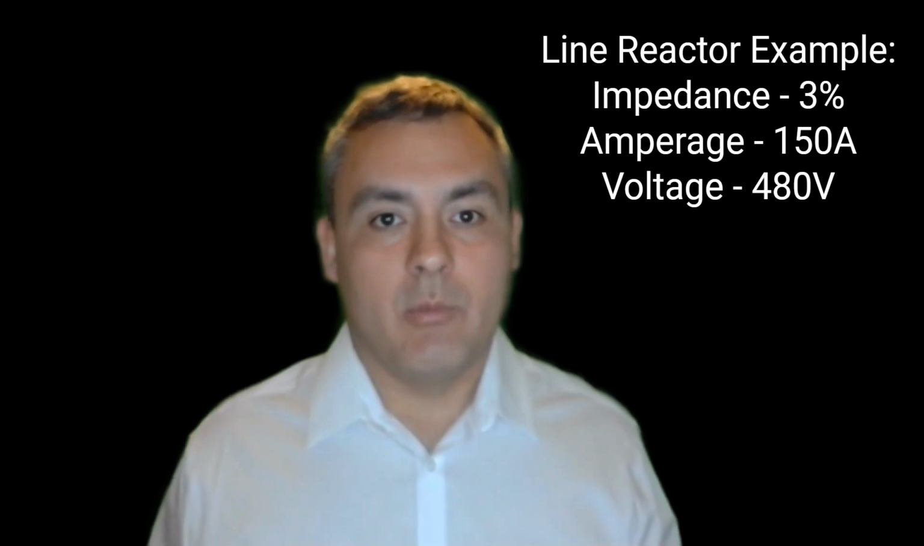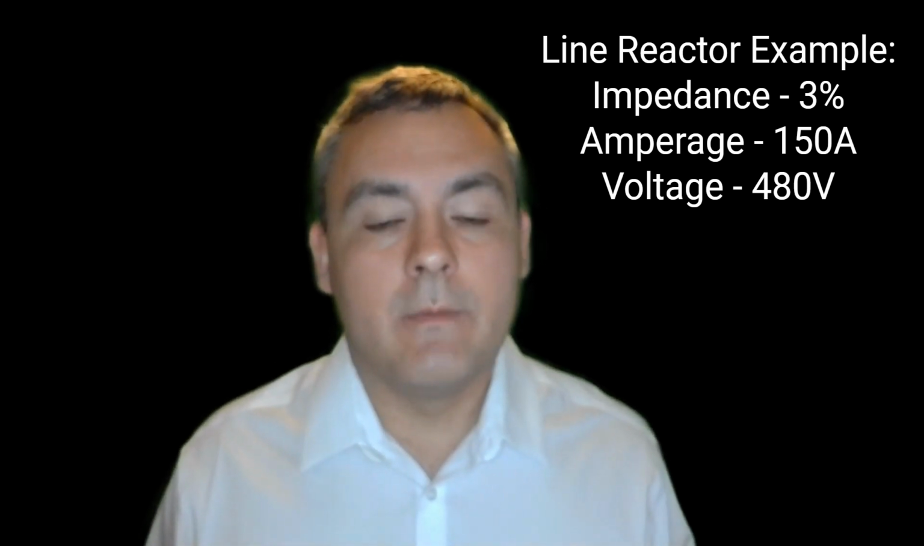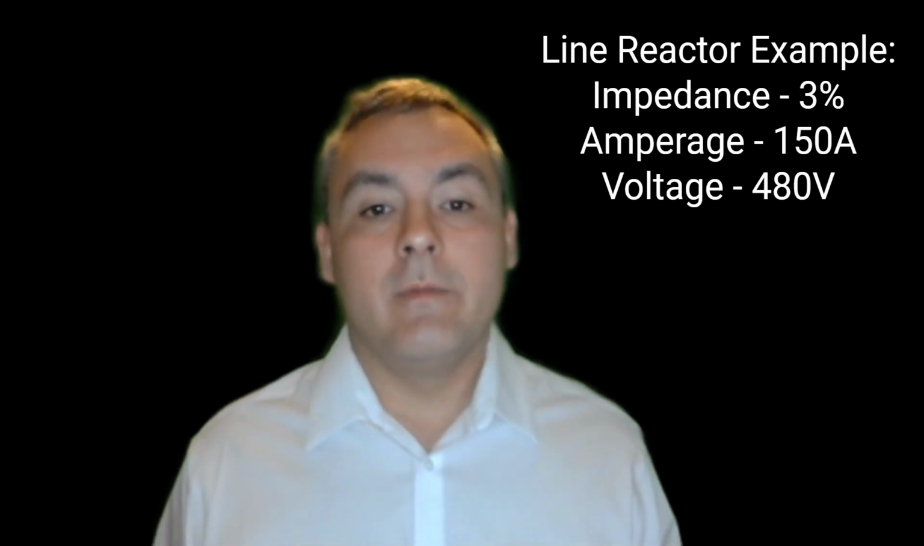Let's start with an example. Suppose we have a line reactor with 3% impedance rated for 150 amps and 480 volts AC. What does the 3% impedance mean? 3% of what? Practically, it means the line-to-line voltage drop across the reactor is 3%. So for 480 volts AC, the voltage drop is 0.03 times 480, which is 14.4 volts.